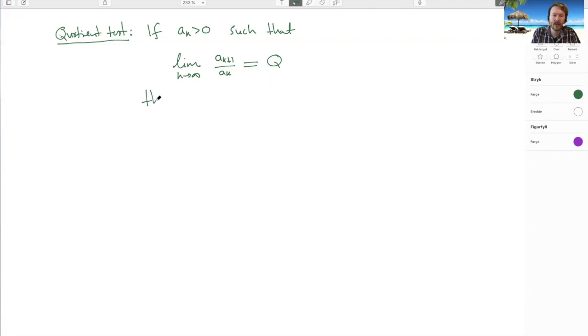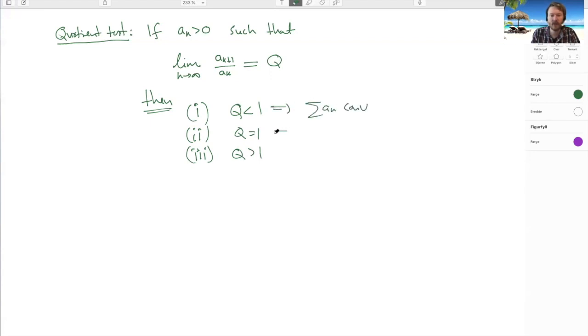And then there are 3 cases. Case 1, case 2, and case 3 are identical to the root test. So this gives us that the series converges. This gives us no conclusion. And this gives us that the series diverges. And of course here I don't really care what the summation limits are. I'm starting somewhere and going to infinity. That's the important thing.